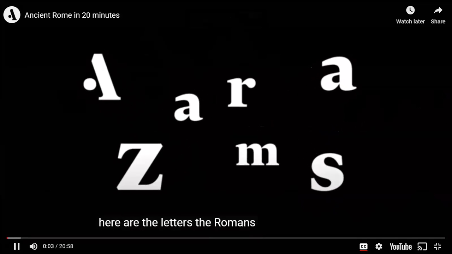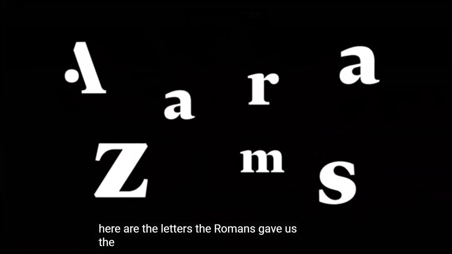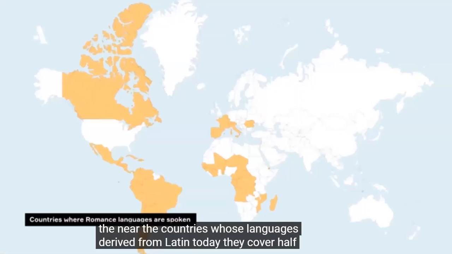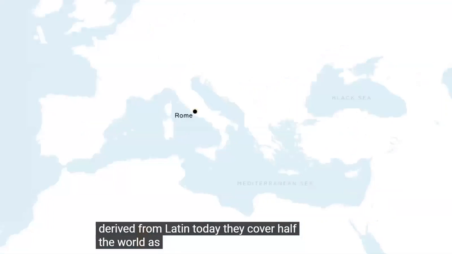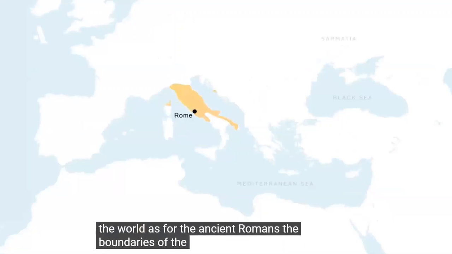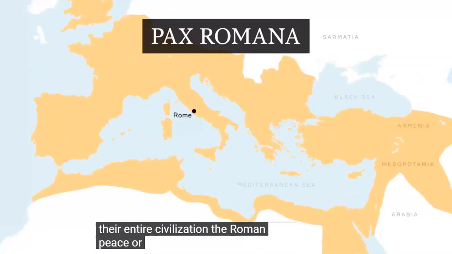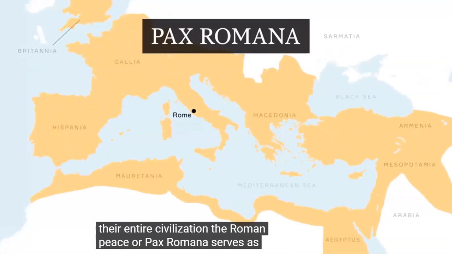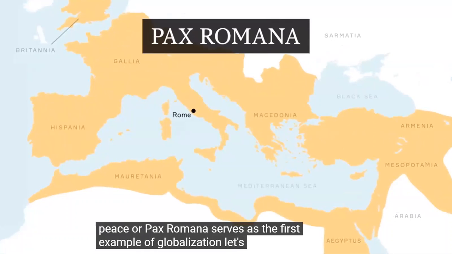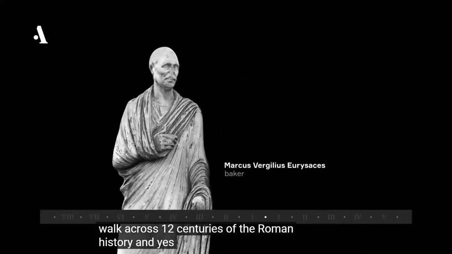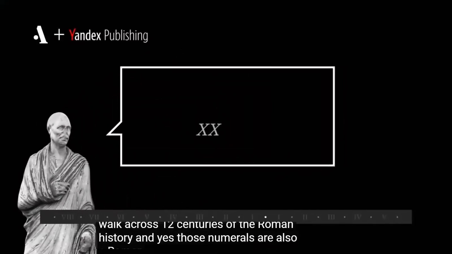Here are the letters the Romans gave us. And here are the countries whose languages derive from Latin. Today they cover half the world. As for the ancient Romans, the boundaries of their state encompassed their entire civilization. The Roman peace, or Pax Romana, serves as the first example of globalization. Let's take a walk across 12 centuries of the Roman history. And yes, those numerals are also a Roman legacy.